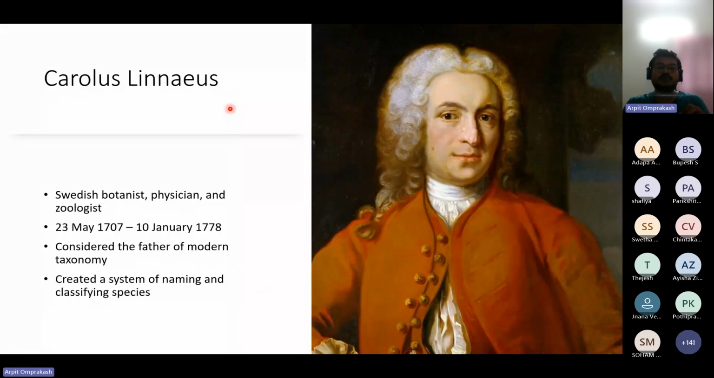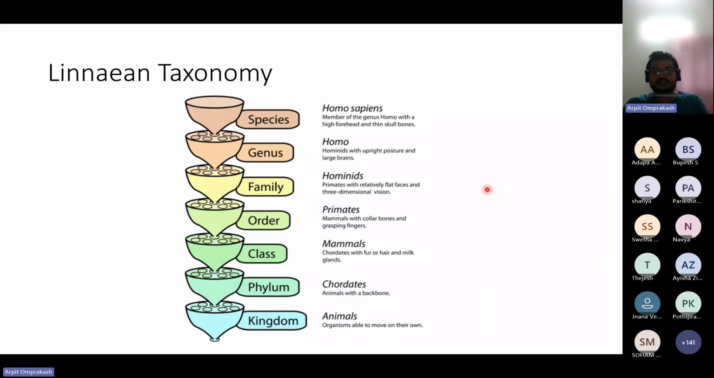Next, we have Carolus Linnaeus, who was a Swedish botanist, physician, and zoologist. He lived from 23rd May 1707 to January 1778, and he is considered to be the father of modern taxonomy because he created a system of naming and classifying species that has been changed over the years, but is more or less the same thing that he had initially suggested. So this is what he suggested.